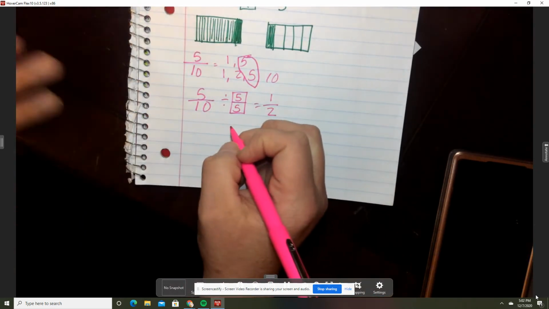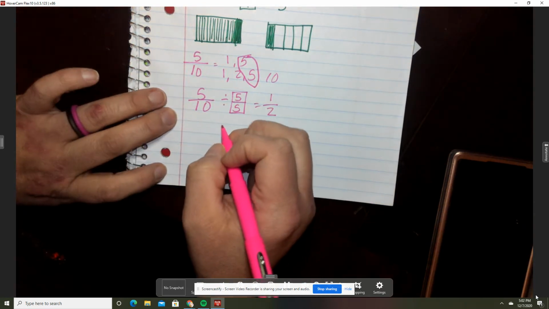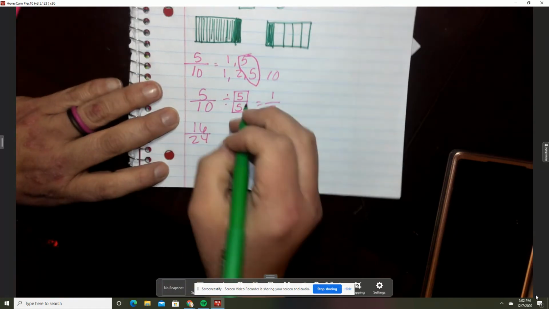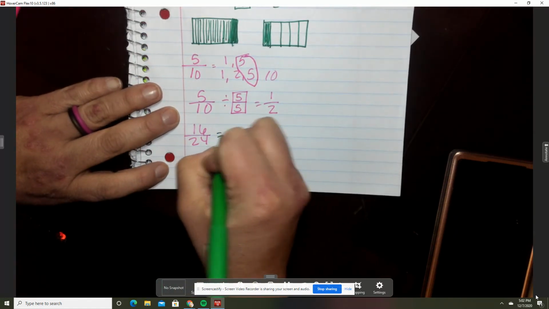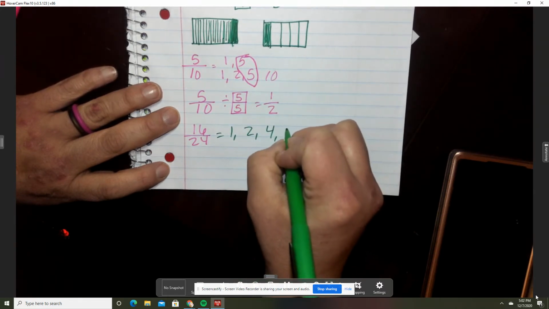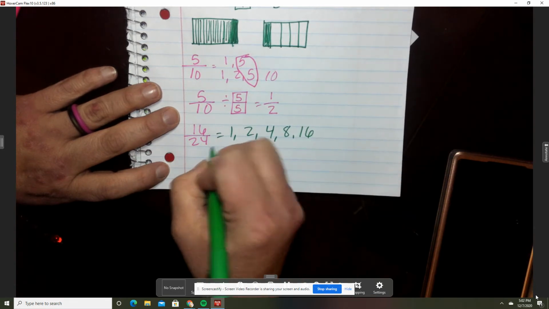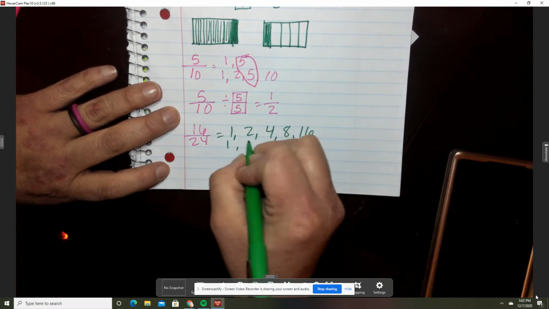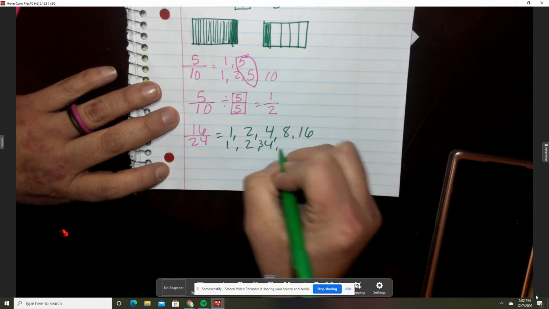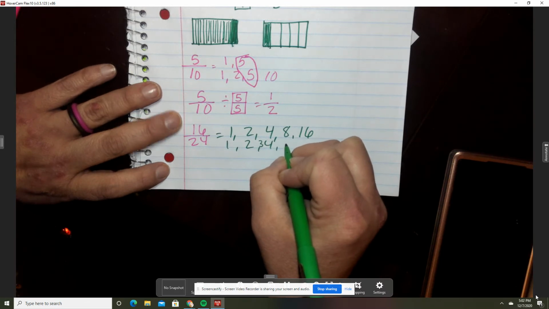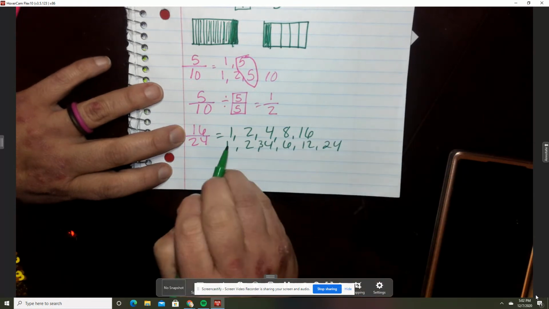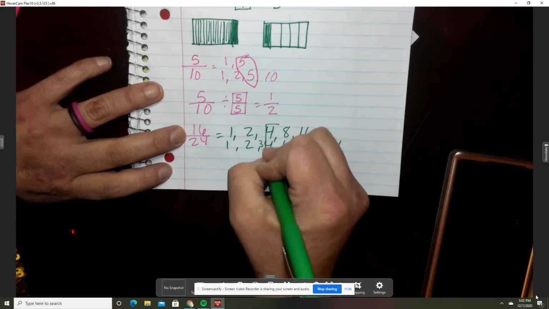Let's do 16/24. Okay. Let's list the factors, which would be 1, 2, 4, 8, 16. 24 would be 1, 2, oh my goodness, 4. Oh, I forgot 3. 3, 4, 6, 12, 24. I think I have them all. So the biggest one that you could use is 4.